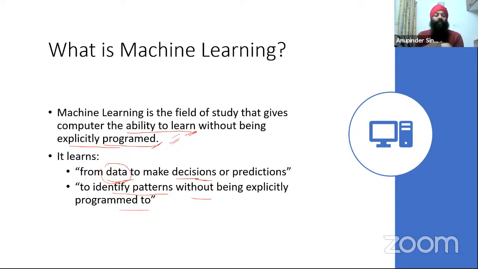So that's the fundamental concept behind machine learning, that you give the computer the ability to program itself in such a way that it should be able to learn based on the data which has been provided to it, right? And what it does with the data is pattern identification, and once the pattern identification is done, using the context of the pattern, it makes decisions or predictions correspondingly, right?